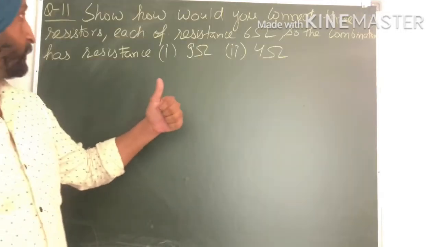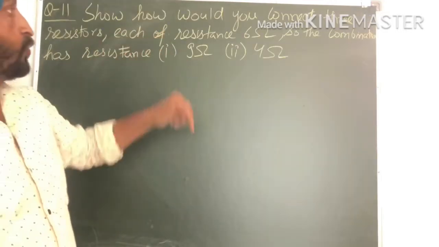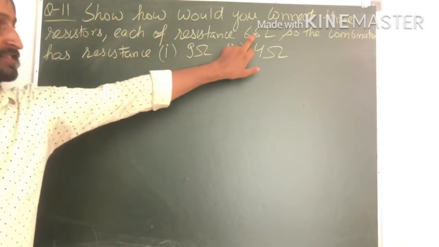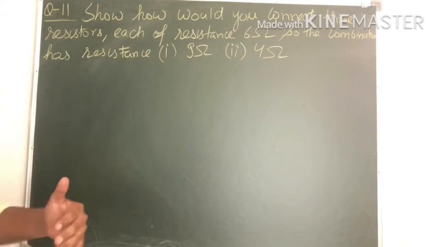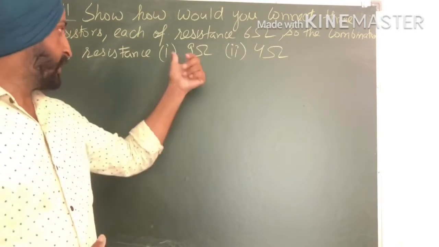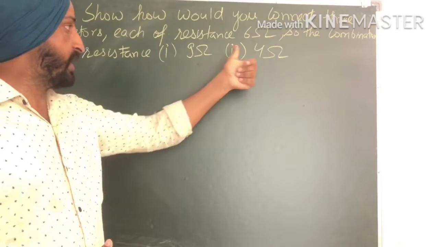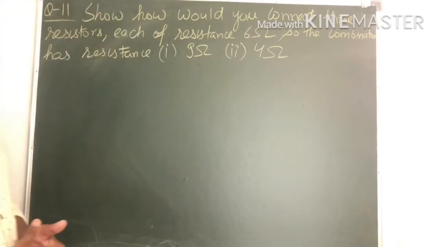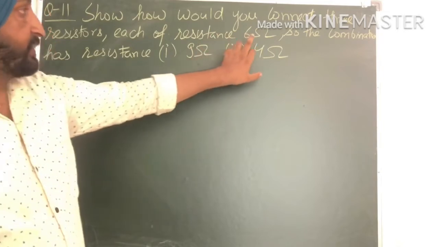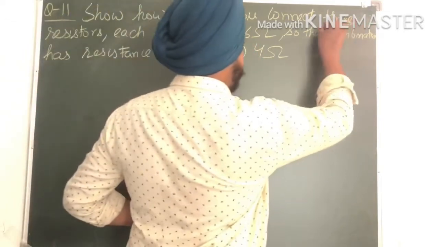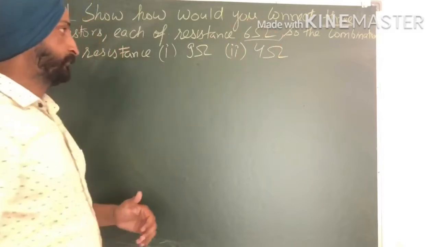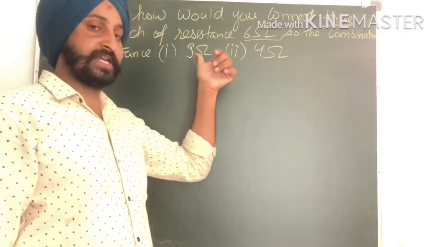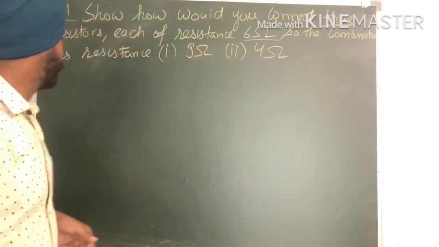So in this question number 11, show how would you connect 3 resistors, each of resistance 6 ohm, so that the combination has resistance of, in first case they need 9 ohm and in second case 4 ohm. So what we will be doing, we have to connect the 3 resistors, each of 6 ohm, in such a combination that their total resistance is, in first case we will be proving it, 9 ohm.